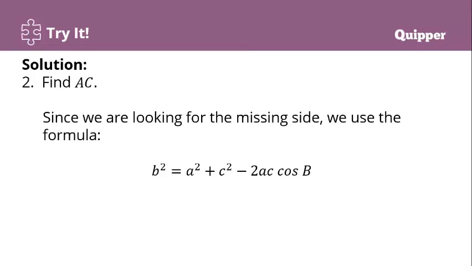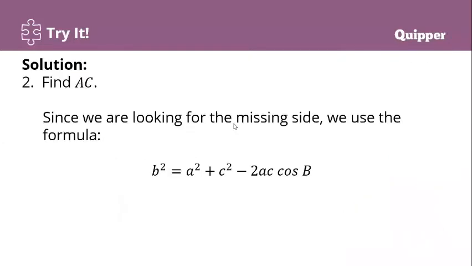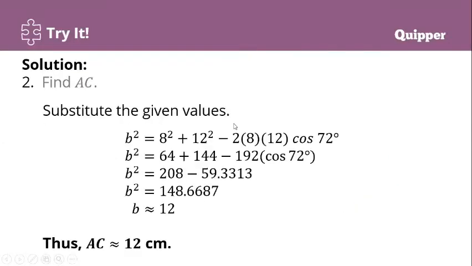Find AC. Since we're looking for the missing side, we use the formula B squared is equal to A squared plus C squared minus 2AC cosine B. Take note, why is it we're using this formula? Because we're looking for side B or side AC. So I suggest you use these sides so that you can easily identify which of the formulas can be used. After determining the formula to be used, substitute the given values.